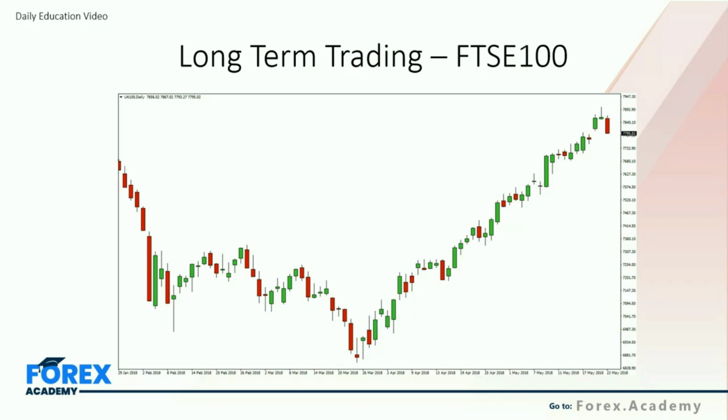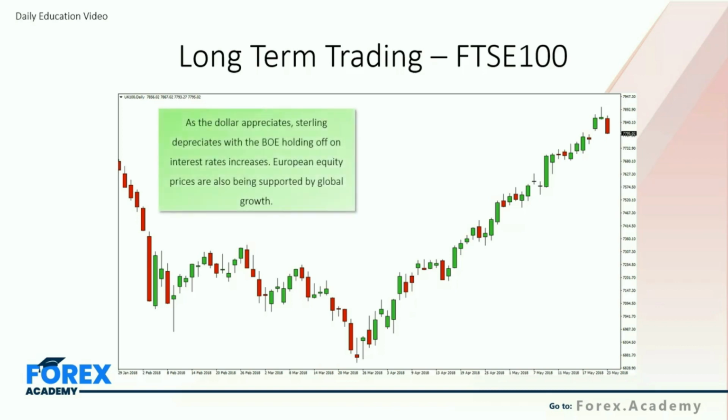So let's discuss here a long-term trading opportunity in the FTSE 100 and what's happening at the moment here in the UK. Well, as the dollar appreciates, sterling depreciates with the Bank of England holding off on interest rate increases. So that was some relevant news flow over the past 2 months. We have seen the US dollar appreciate, but we've also seen significant depreciation in sterling, i.e. the cable market has traded very strong to the downside. So our cable market is, of course, our pound sterling against the US dollar forex pair. We've seen that depreciate quite a bit in the last 2 months.